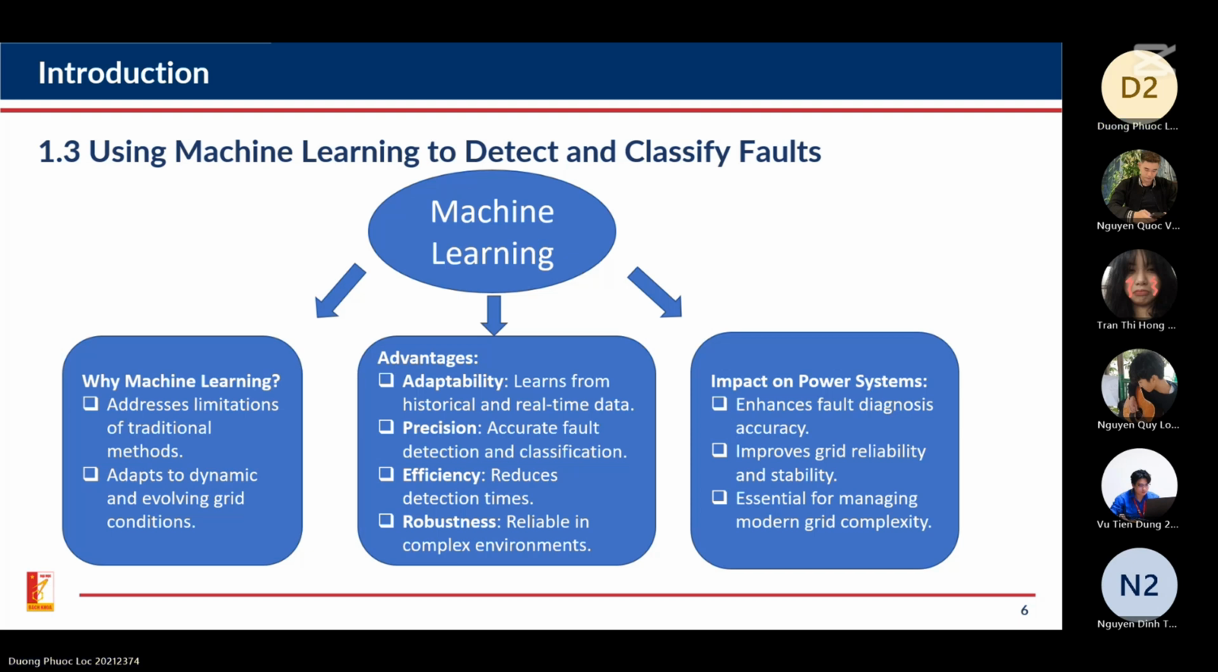Next is the impact of machine learning on the power system: improved accuracy, improved reliability and stability, and managing the complexity of the power system.